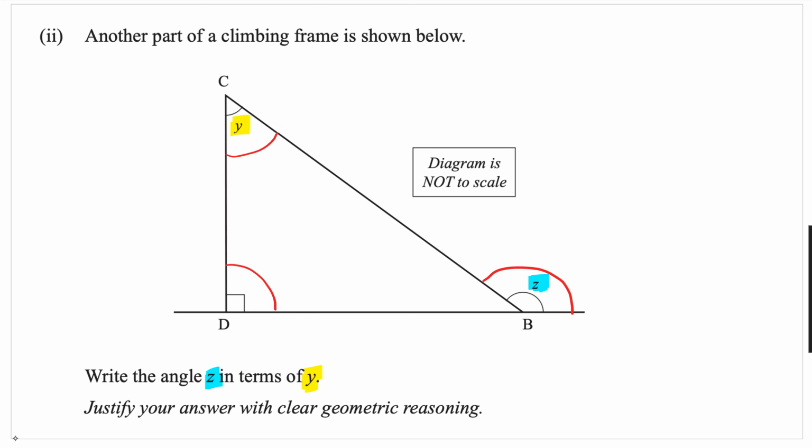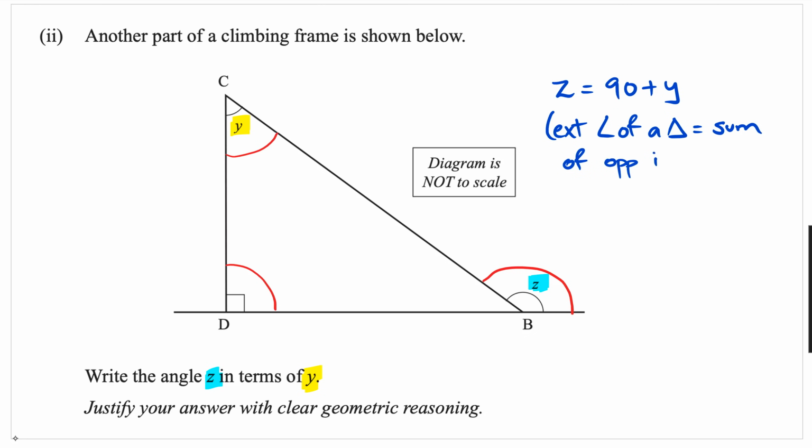So in this case, we can simply say that Z is equal to 90 degrees plus Y. And then the reason would be that the exterior angle of a triangle is equal to the sum of the opposite interior angles. That's possibly the quickest way of doing this particular question. And I think for this one, a correct angle found, simplified, with at least one valid reason gets you directly a merit.